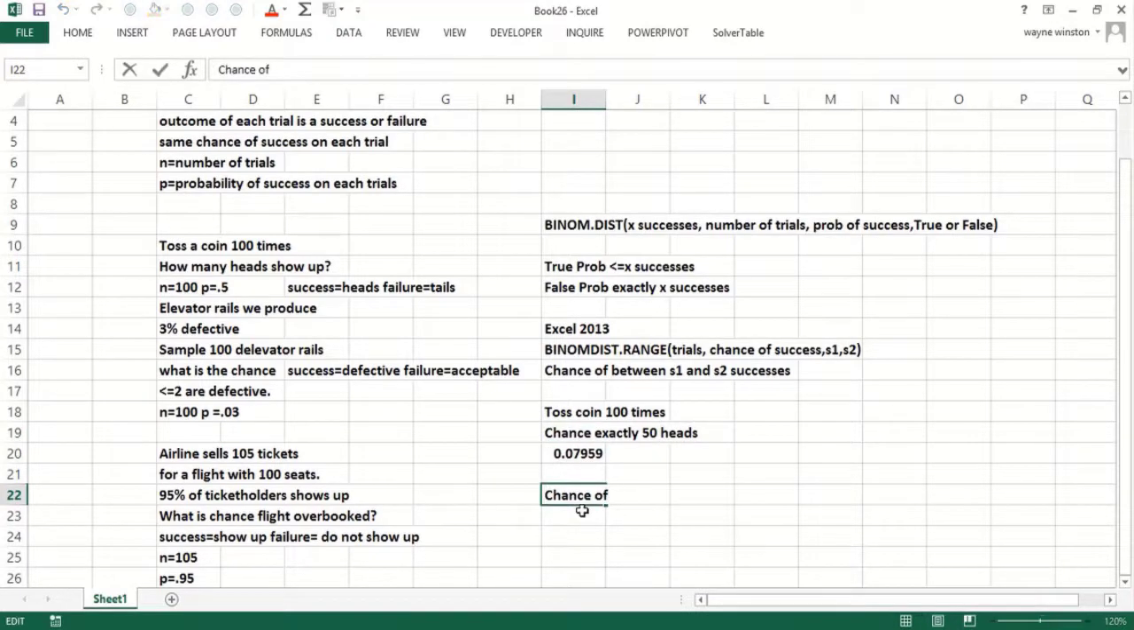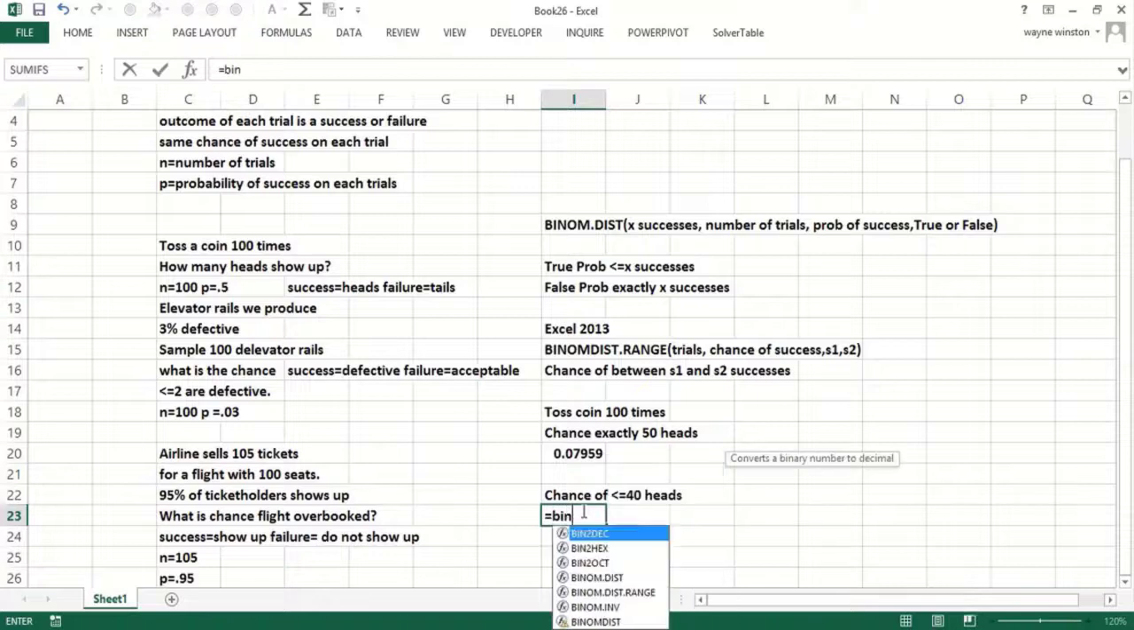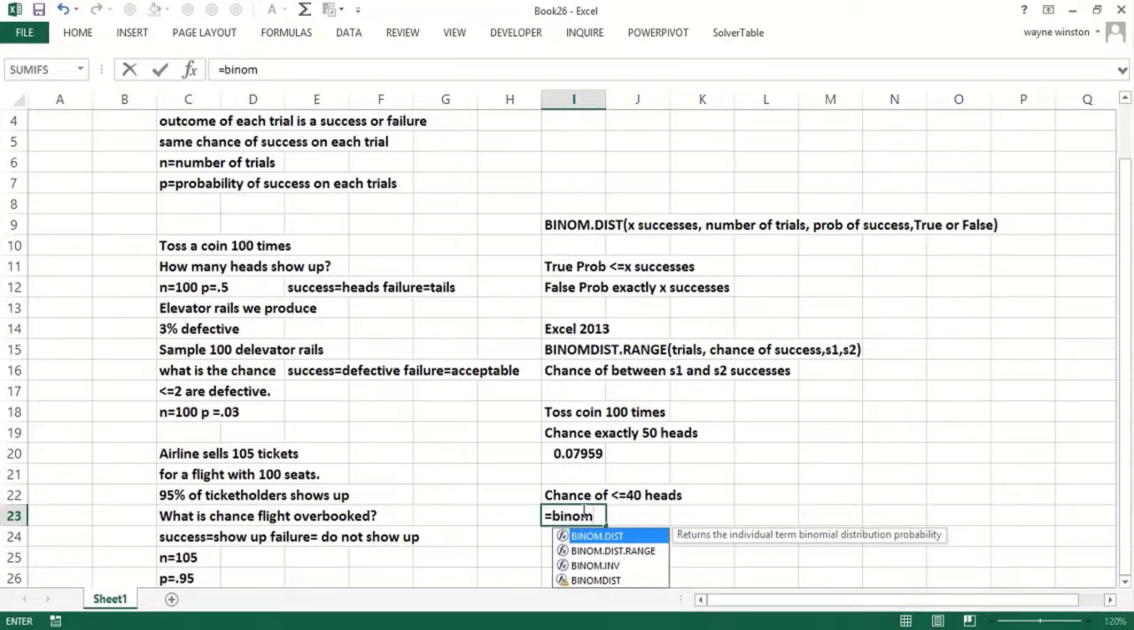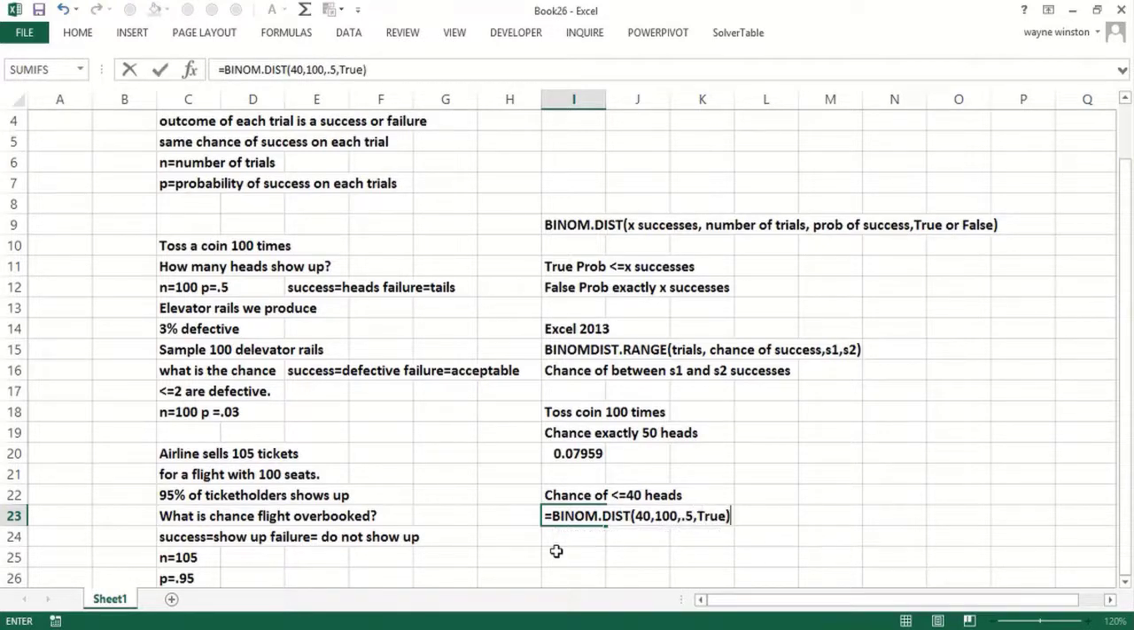Chance of less than or equal to 40 heads. Well, that would be Binom.DIST. Okay, and so we'd say 40 successes or less, 100 trials, 0.5, and then we want the word true. So that would add up the chance of 0, 1 through 40 heads.